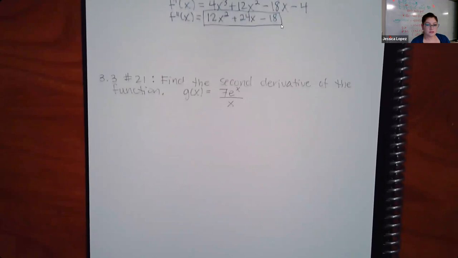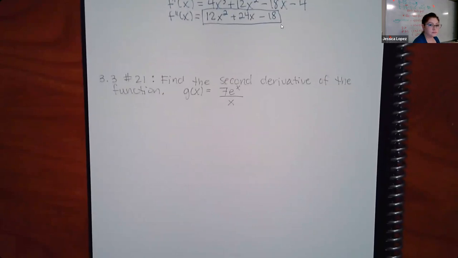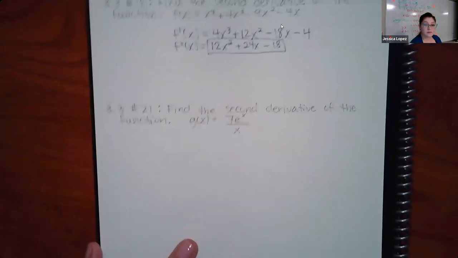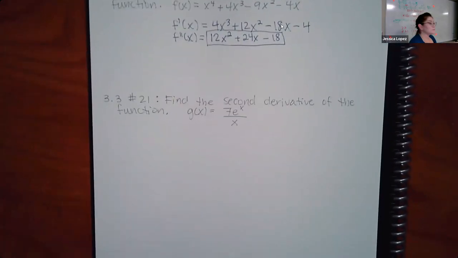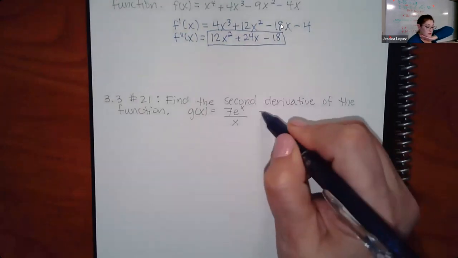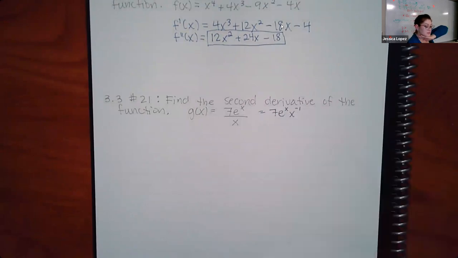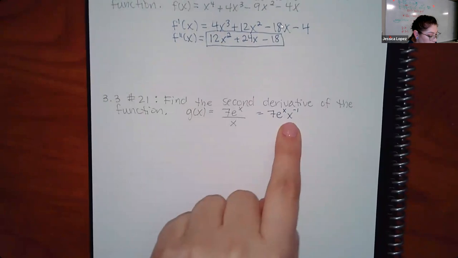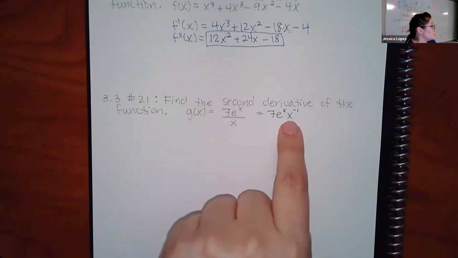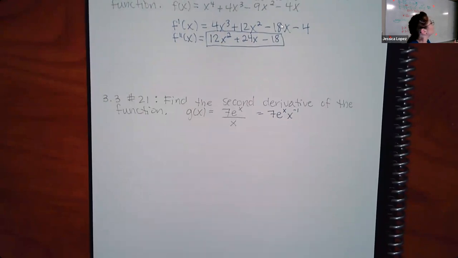Okay, what about this one here? Oh God, this one's not nice. Well, no. It's a quotient, right? So you might think, oh, I have to do quotient rule. Could you not do quotient rule on this one? Could we use product rule instead? If I wrote this as this, is my base of this thing just x? It is. So we totally could do it.